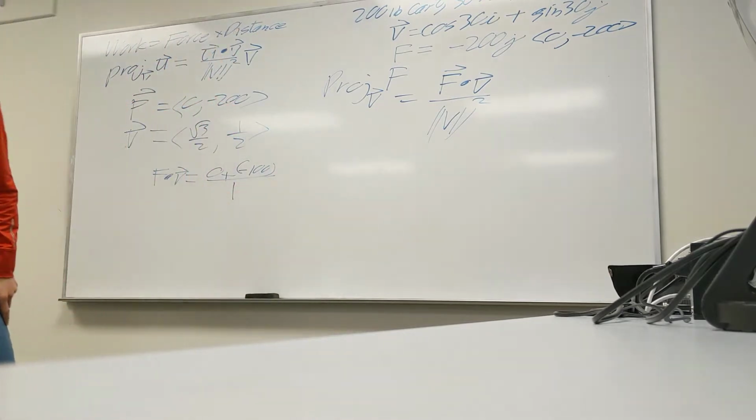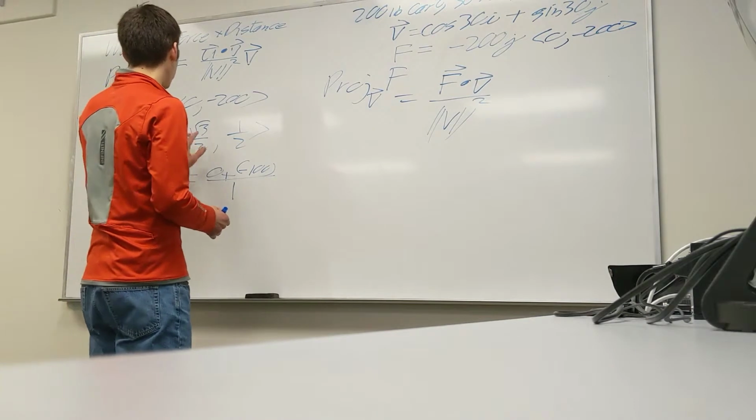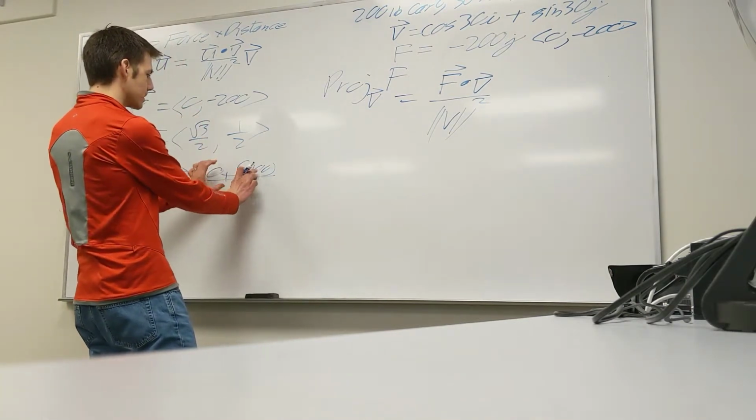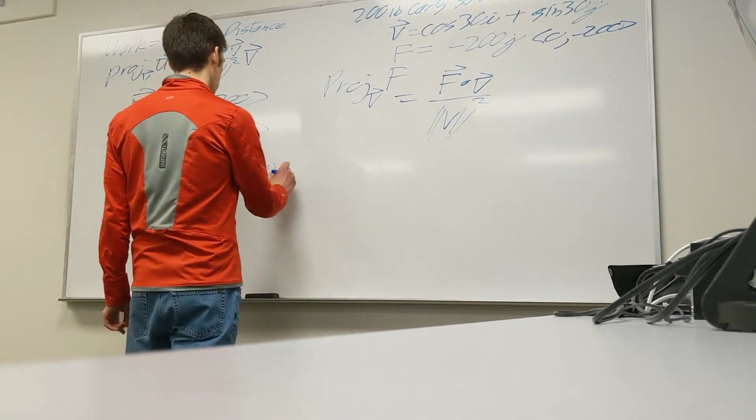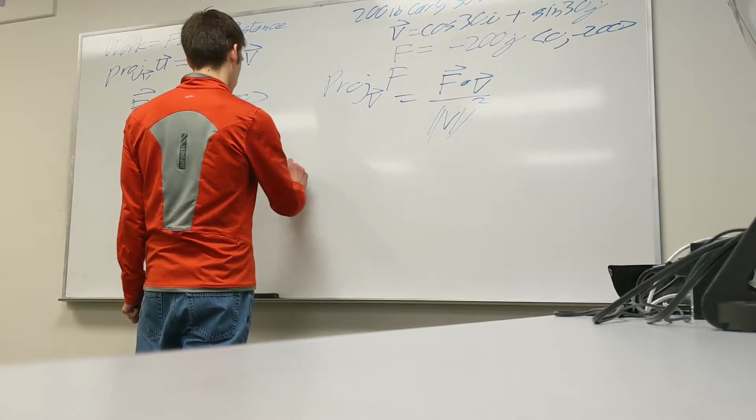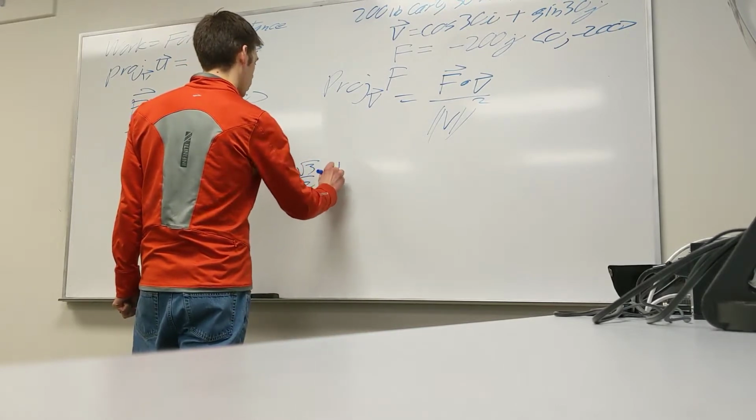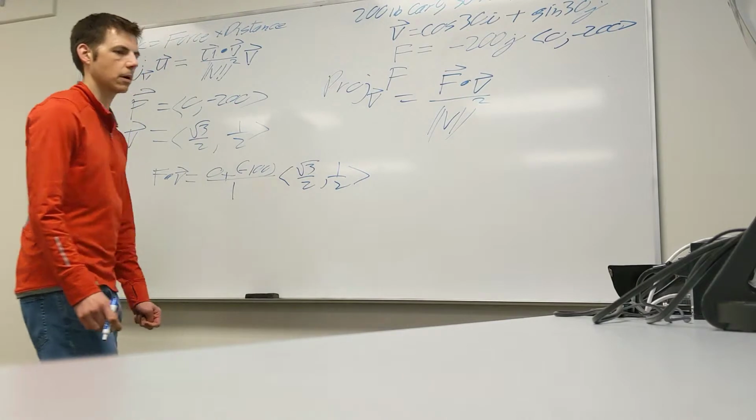Right? And what is this concept for? So this is like physics, the amount of force applied onto a vector. Yeah, and so that's going to be on V. So that's going to be this, -100 times 1, so times the vector, radical 3 over 2, 1 over 2. Okay?